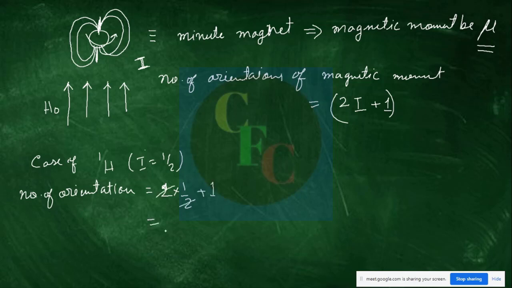It is 1 plus 1 equals 2. So we have only two orientations, right? As the I increases, the number of orientations also increases, and things become more and more complicated. We'll limit our discussion to spin half only. Now, what are these orientations?